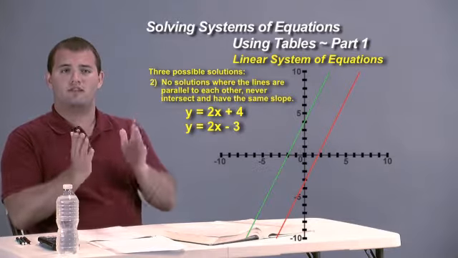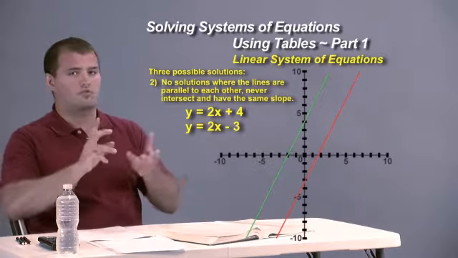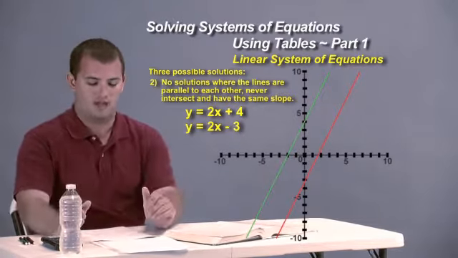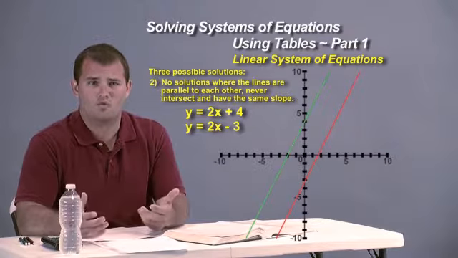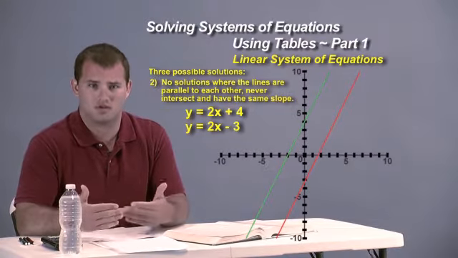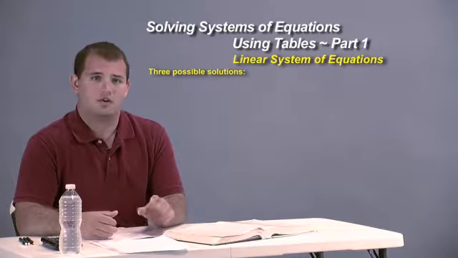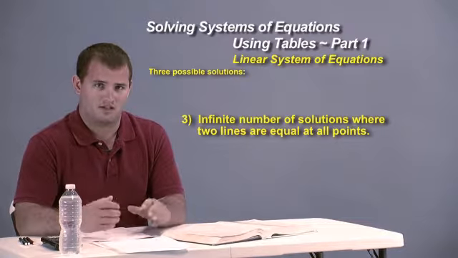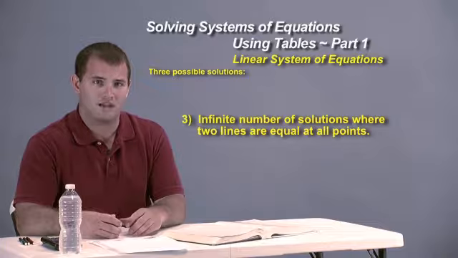We know they extend infinitely. They're lines. They stay linear. They don't curve. They don't do anything crazy to us. We can also look at the slopes in our equations to make sure that they stay parallel. Then there's our third possibility of solutions with a linear system of equations, and that's where there are infinite solutions.